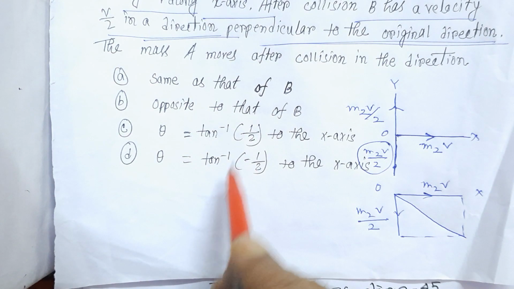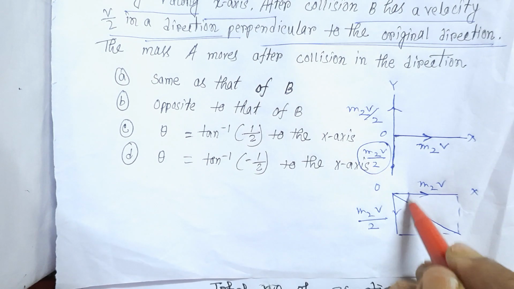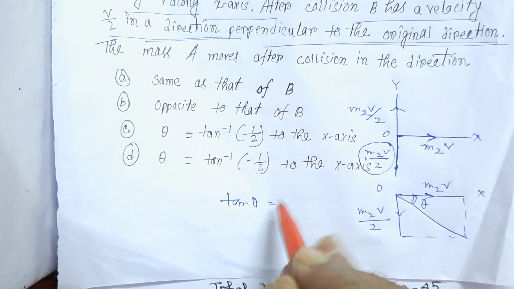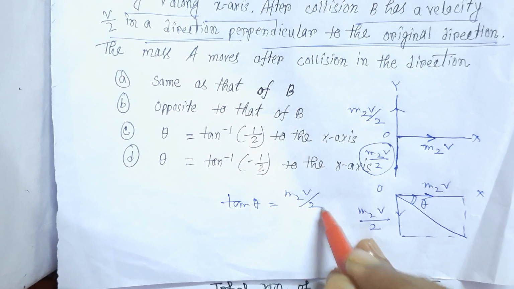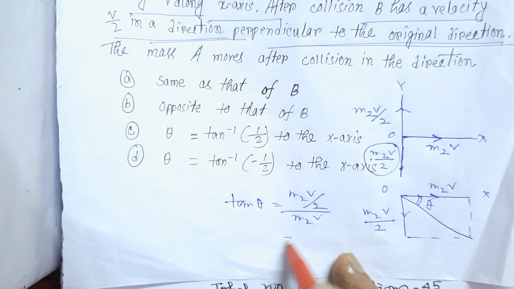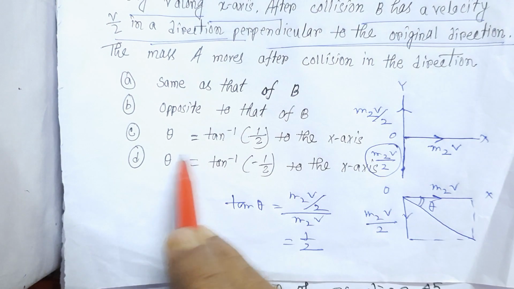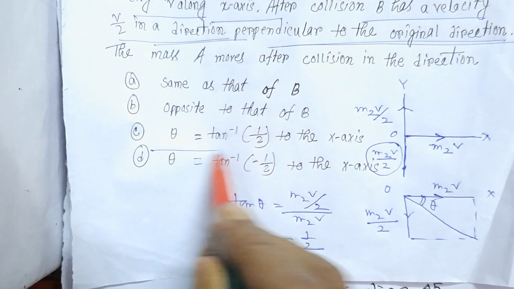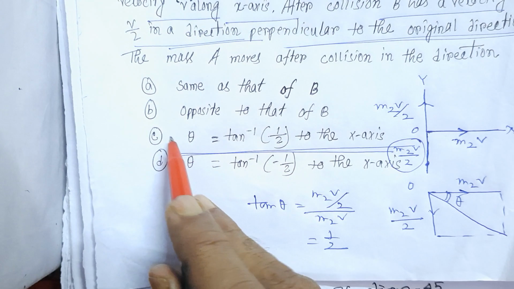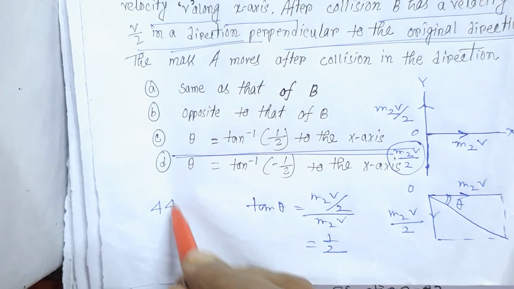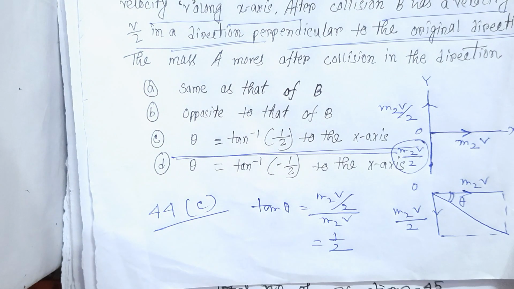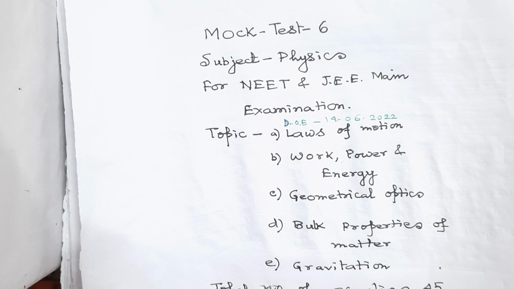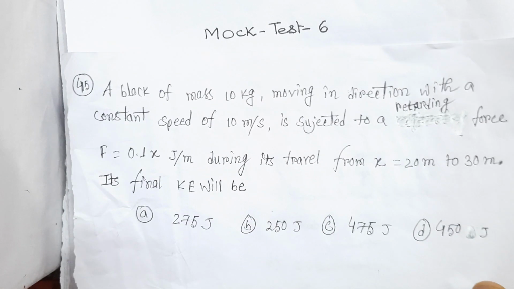If we consider the angle theta with the x-axis, then tan theta equals m2 into v by 2 whole divided by m2v. So tan theta equals half, so theta equals tan inverse half to the x-axis. So C is the correct answer. The correct choice for question number 44 is C. Now let us take the last question, question number 45.